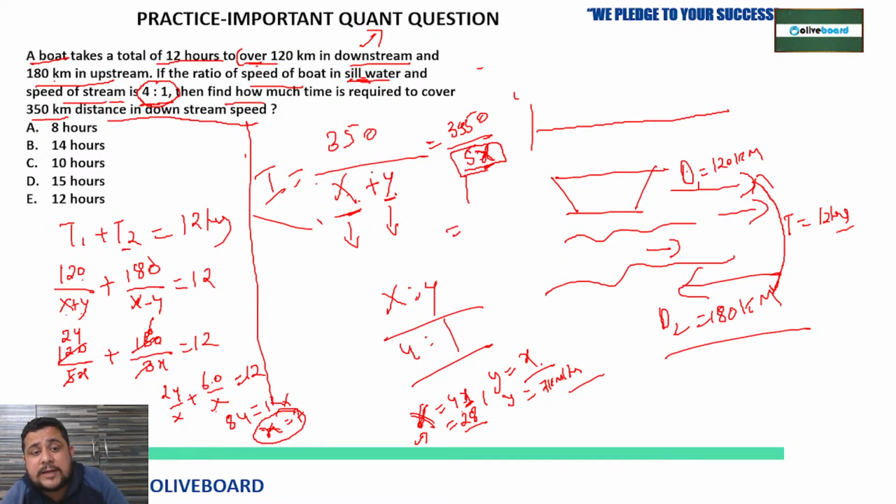So what do we need to find out in total? Actually we need to find out the time taken by the boat to travel 350 kilometer downstream. So 350 upon 5x. Small x value is 7. So 5 multiply 7, 35. By 35 you can cancel 350 10 times. So 10 hours is the answer. Is this given in the options? Yes, in option C it is given.